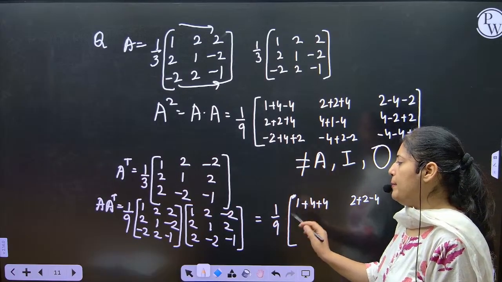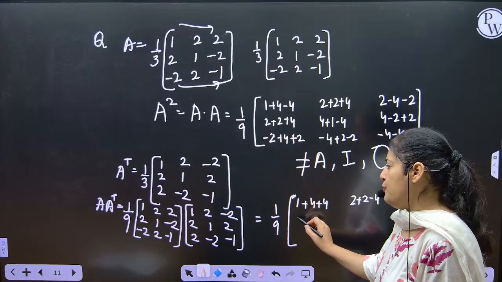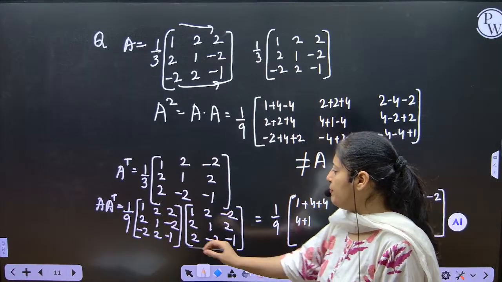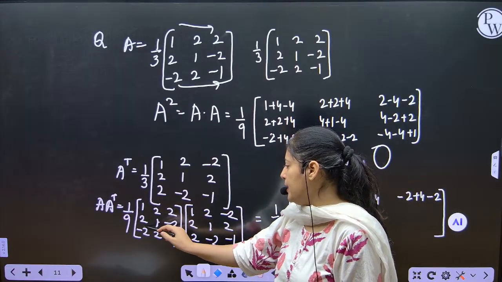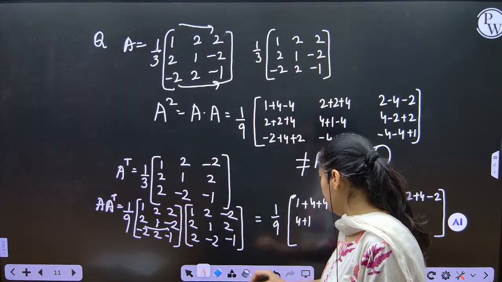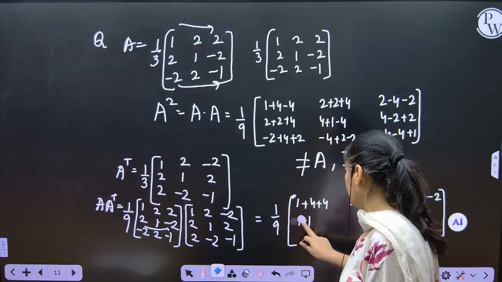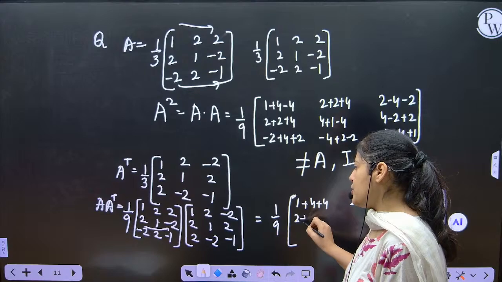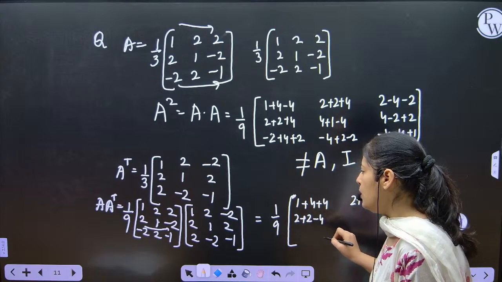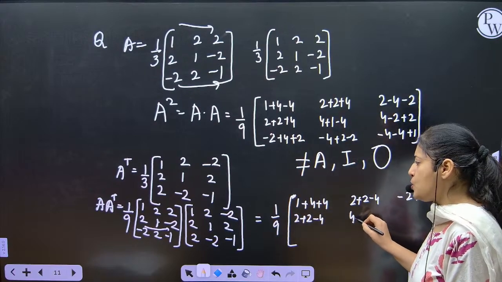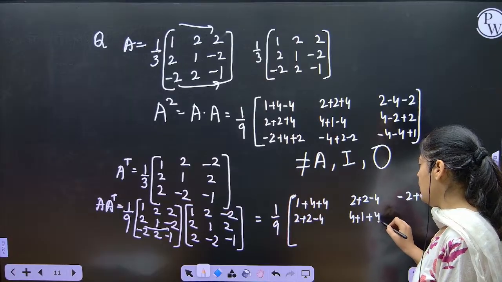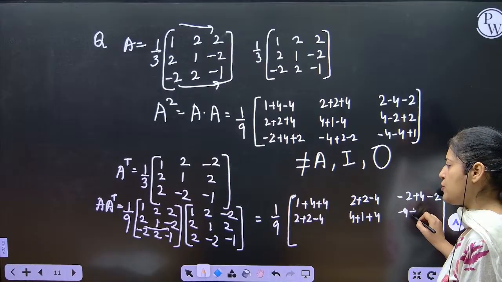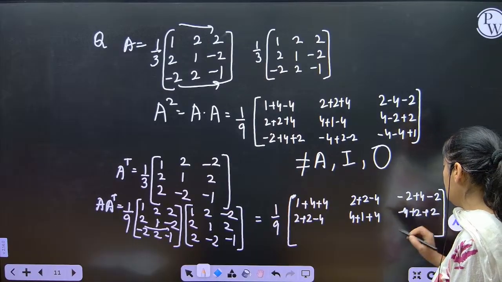Then the second row I am multiplying with the first column. So what will it become? 2 plus 2 minus 4. 4 plus 1 plus 4. And this will come out to be minus 4 plus 2 plus 2.